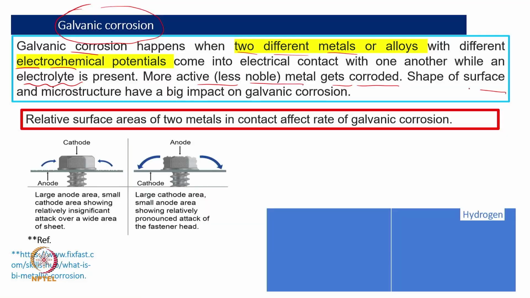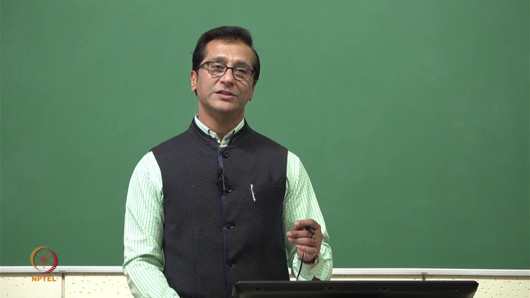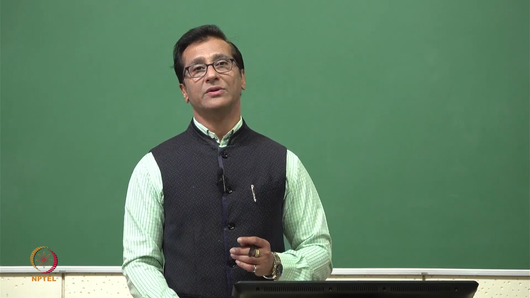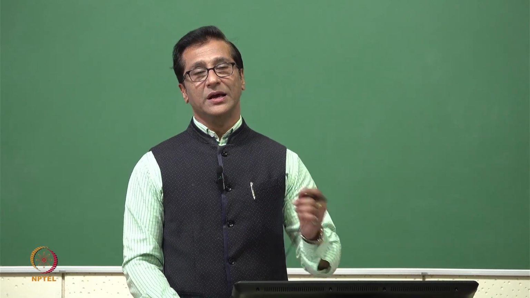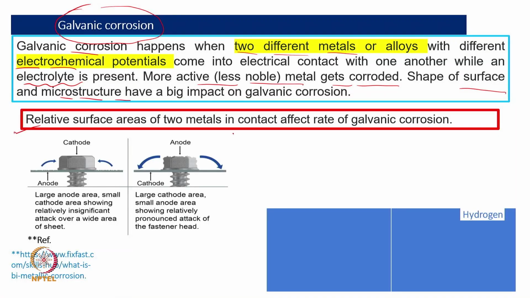Another point is that shape and microstructure also play a very important role. Even surface roughness plays a very important role, because surface roughness has peaks and valleys. If corrosive media or water gets into the valleys and remains for some time, then it is going to give an electrolyte space and make a complete electrochemical cell, which is not desirable. So the relative surface area of the two metals in contact affects the rate of galvanic corrosion, and that has been demonstrated here.